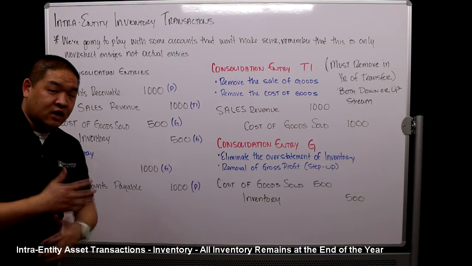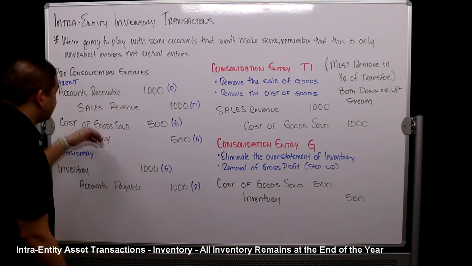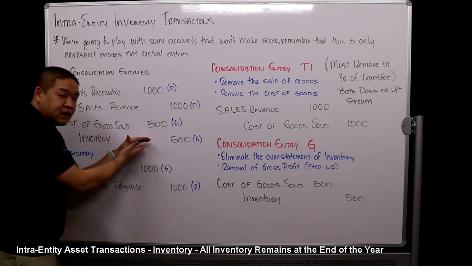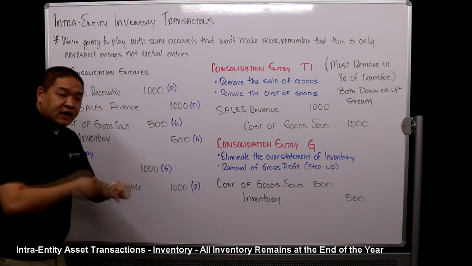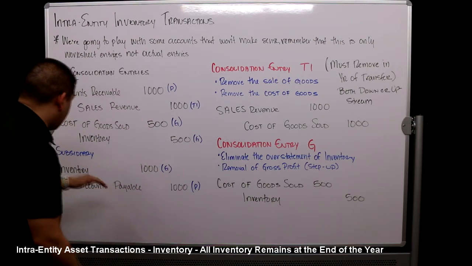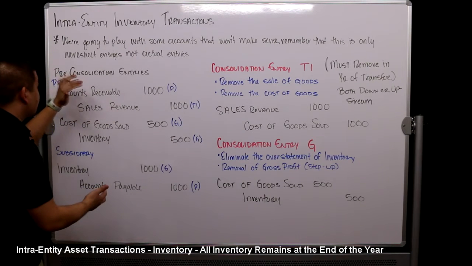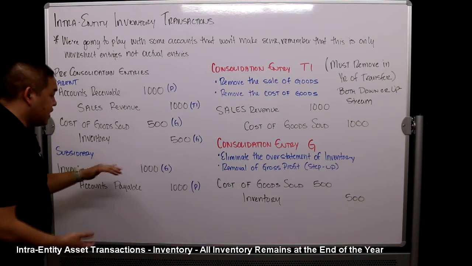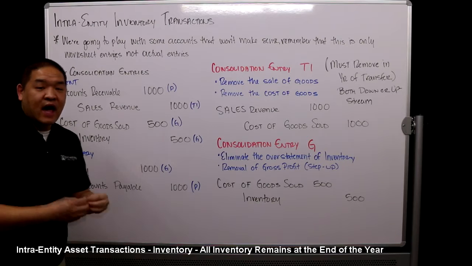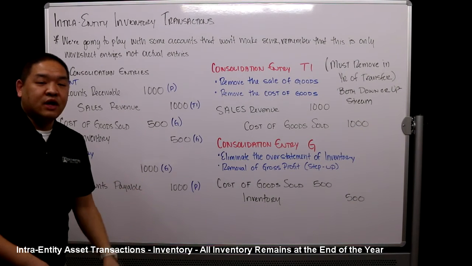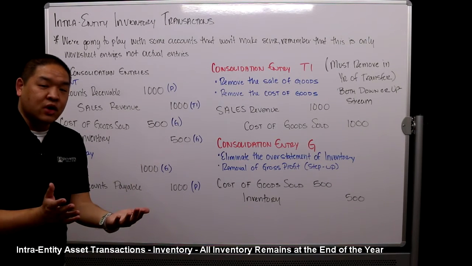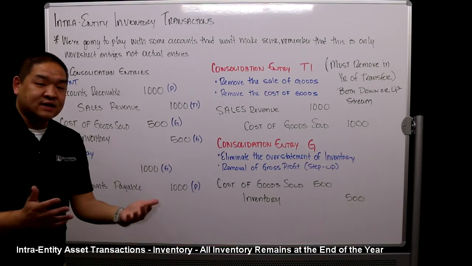Now, a couple of things that are working here: notice that we have a step up. The inventory used to be on the books for $500, but now that I've sold it to the subsidiary, it's now on the books for $1,000. If they are truly a parent and a subsidiary, we can't have that. We can't just have them step it up based on an intra-entity transaction. So we're going to have to eliminate that somehow.